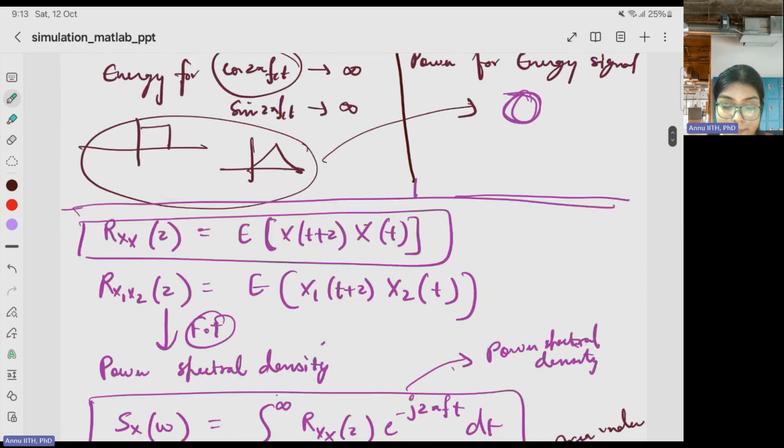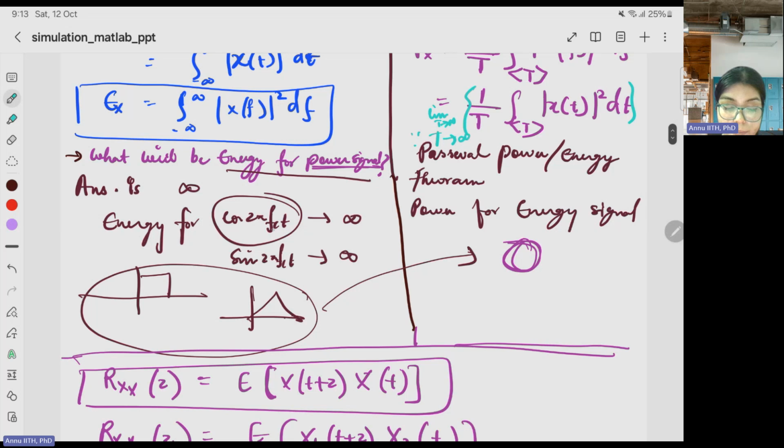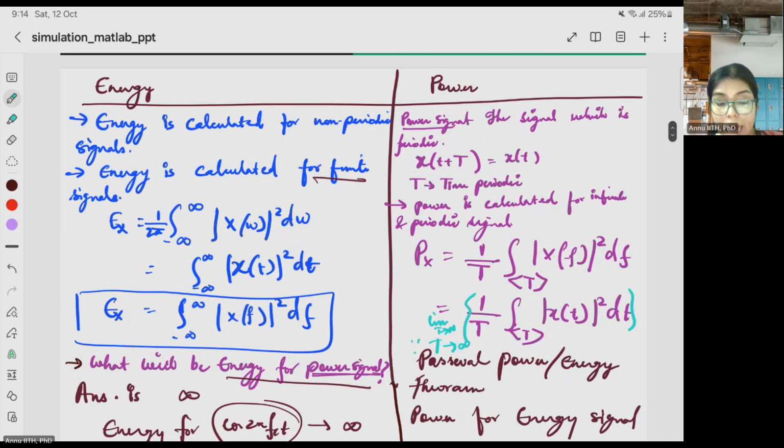I gave some examples also where the energy for cos 2 pi fc t is infinity, because it is a periodic signal, whereas power for an energy signal is 0. And energy is calculated for a finite signal. That's why we have written infinity, but it is non-zero only for a certain period of time, so it is a finite signal.